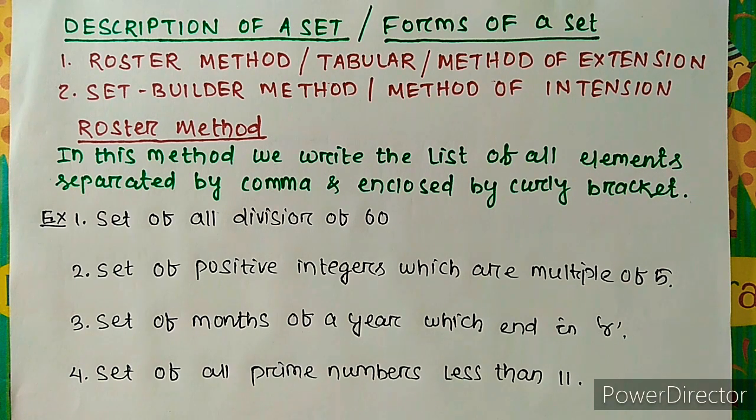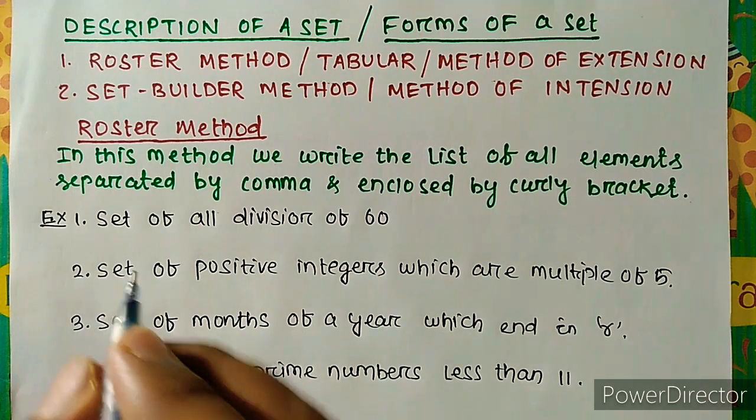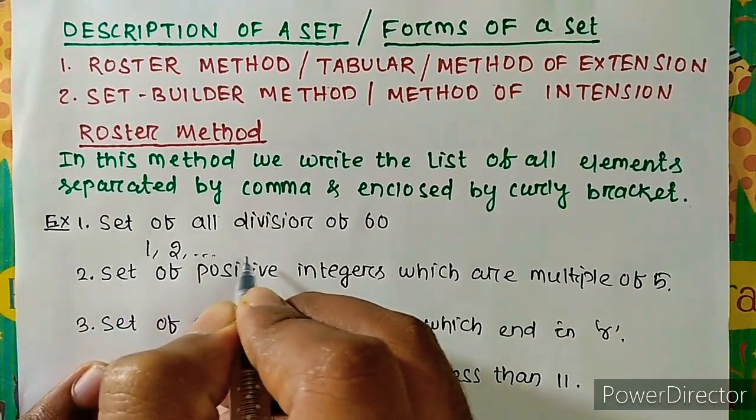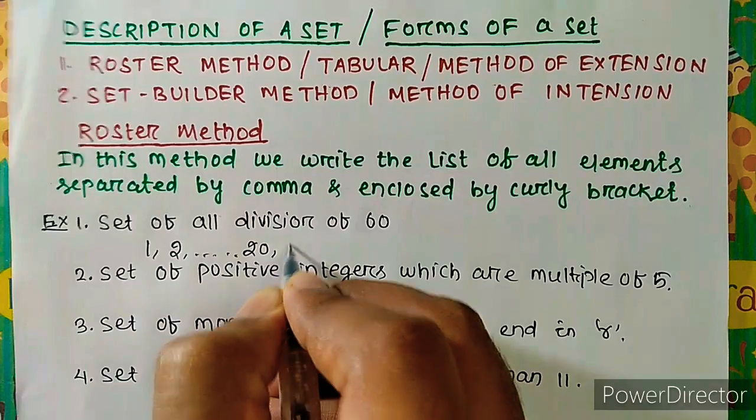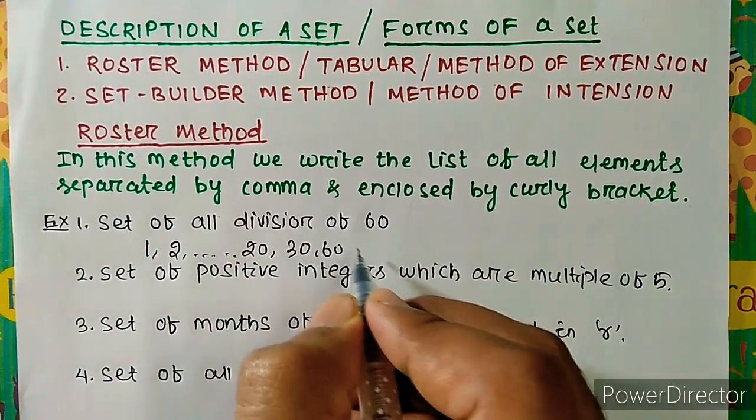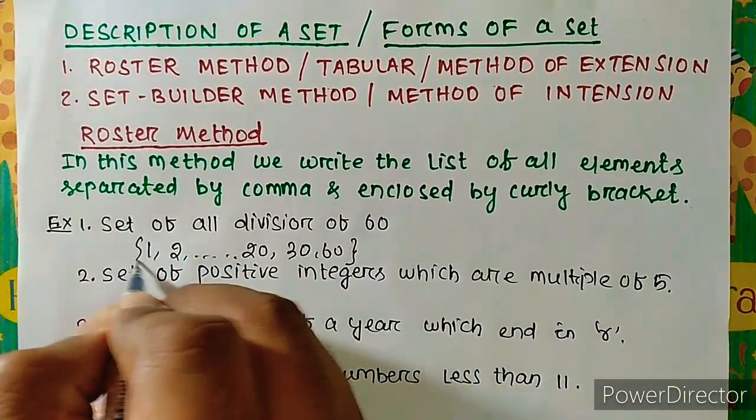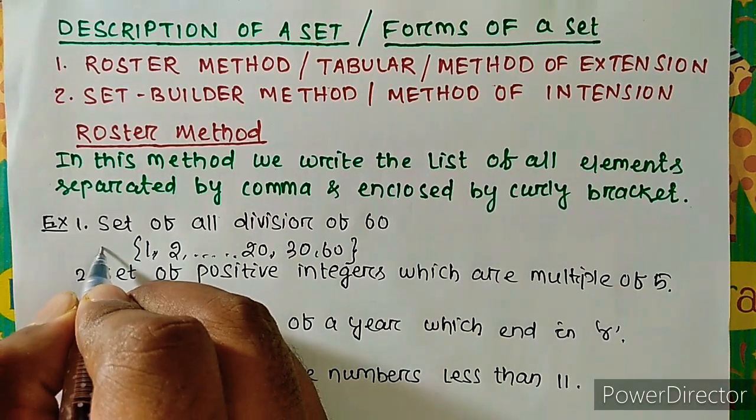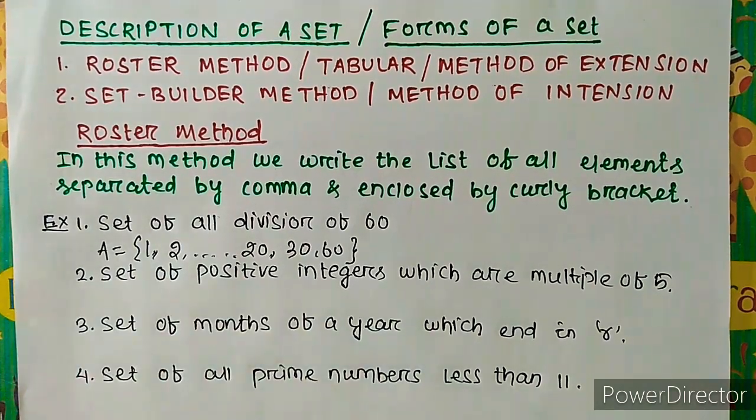That means the numbers that divide another number without any remainder. So what are the divisors of 60? We can write the elements and give them commas and brackets. So what will the answers be? 1, 2, ... 20, 30 and 60. So these are the elements, or these are the answers. We have to give the curly brackets, the commas, and also the name. Let's take it as A.